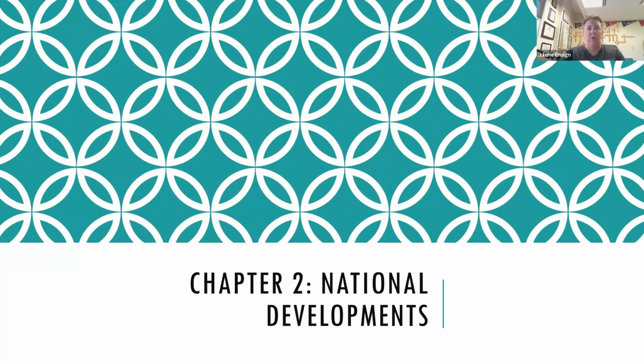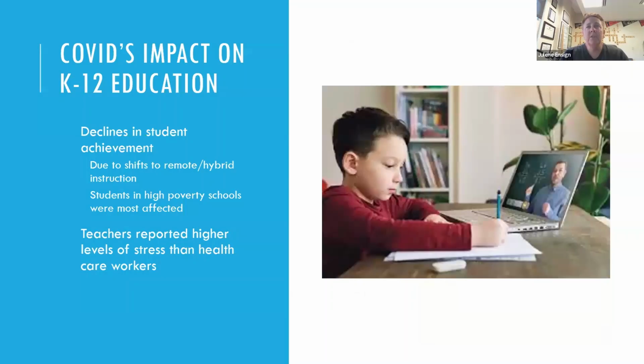Okay, so that was chapter one in a nutshell. Now we're going to talk about some of the legislation and things that have happened that have affected education. The big thing was COVID. As you can expect, there were declines in student achievement during COVID, but also post-COVID, and mostly that was due to the shifts to remote and hybrid instruction.